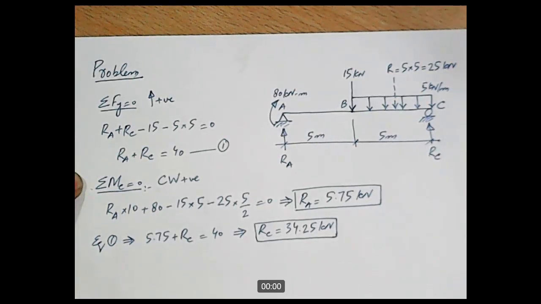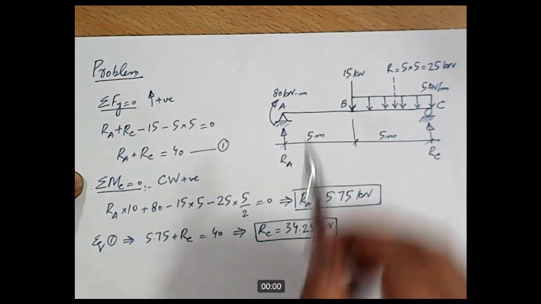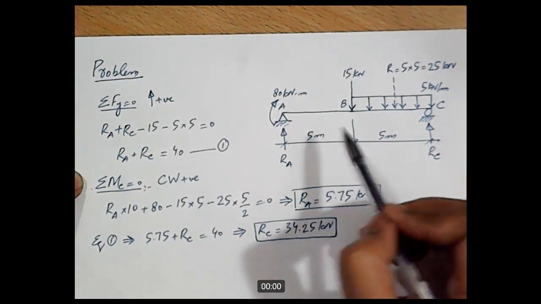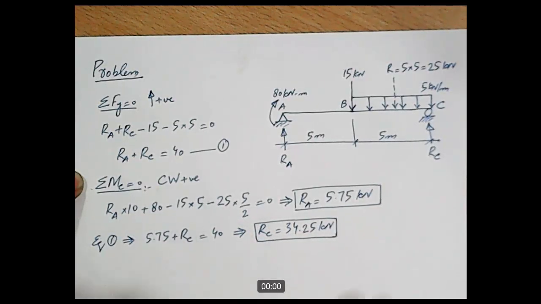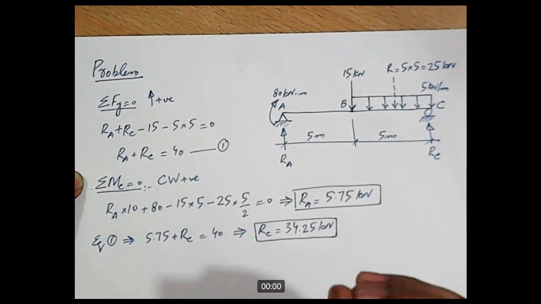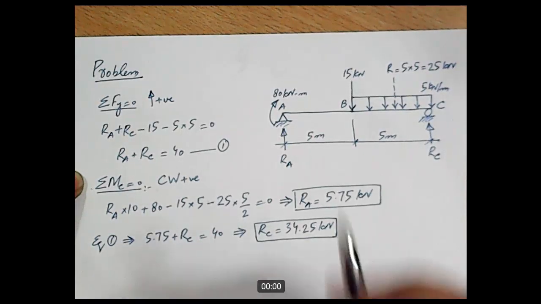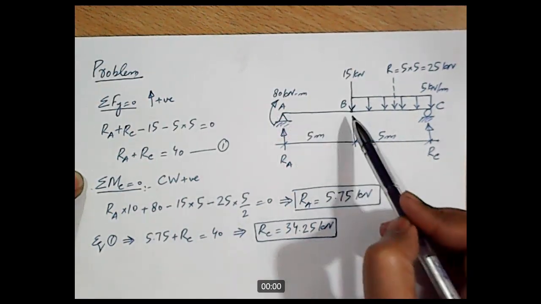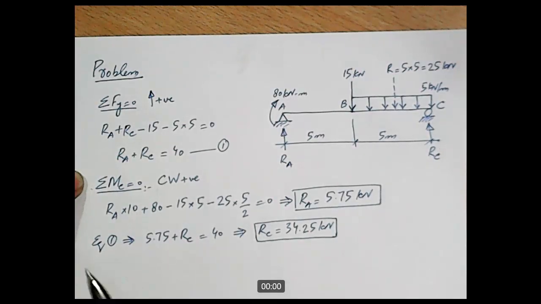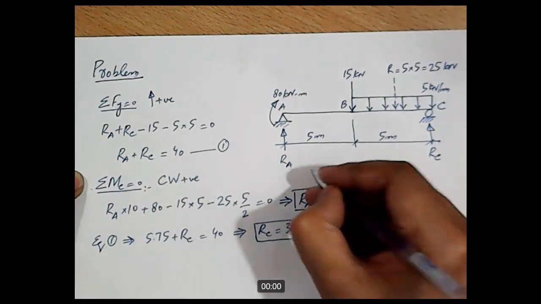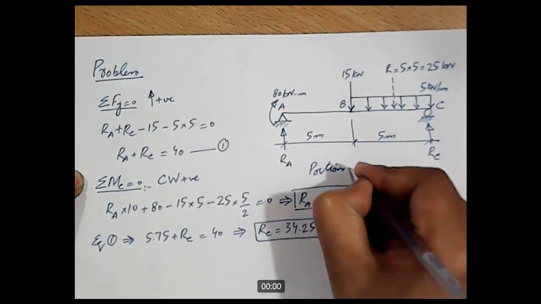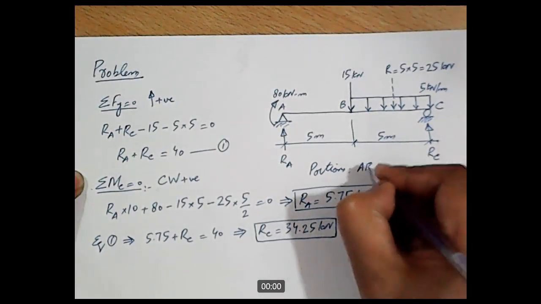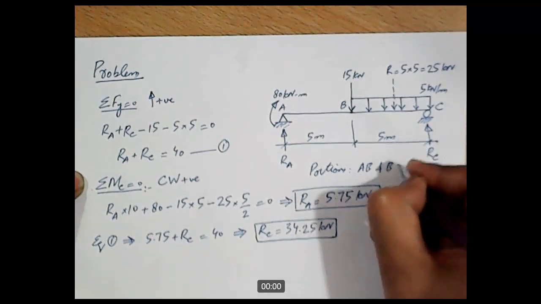Now, next step is to divide the beam into number of portions, and we will divide the beam into separate portions wherever we see an abrupt change in applied loading or change in the support condition. So in this case, I think portion AB and portion BC, we need to consider these two portions. I can write it down here. Portions AB and BC.